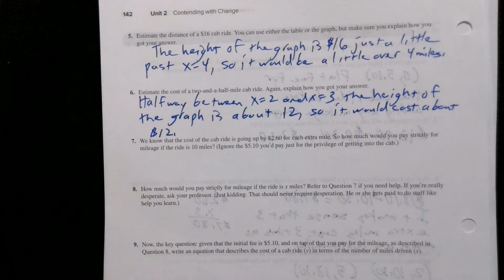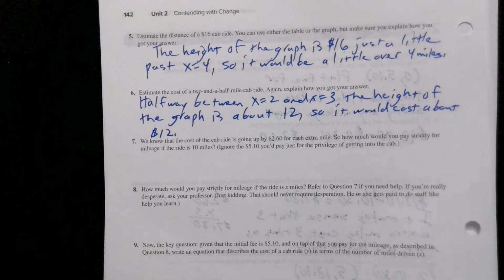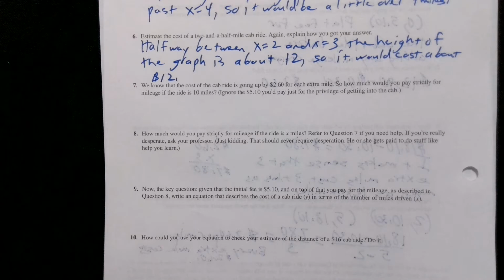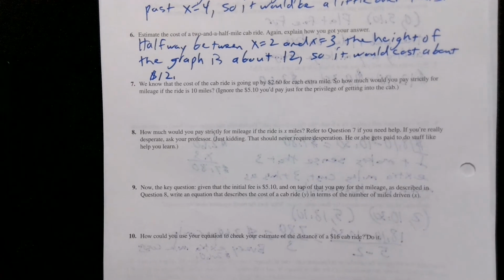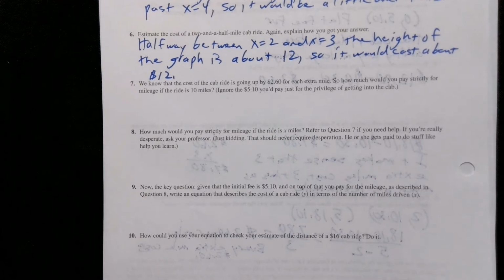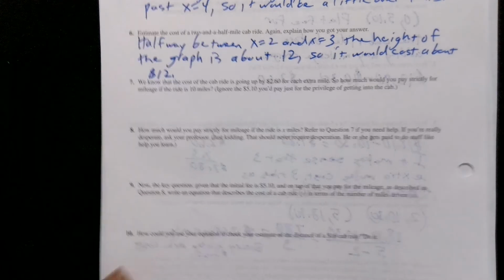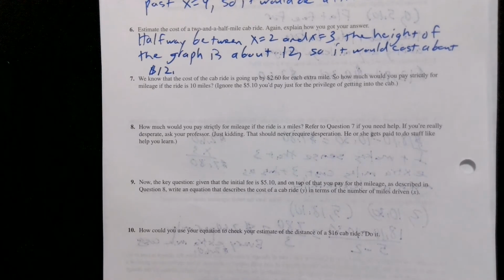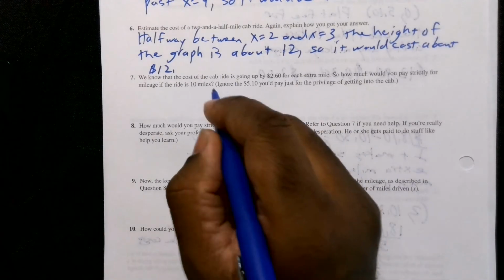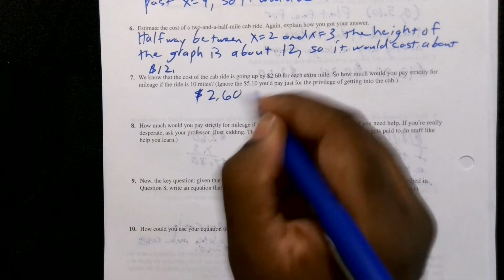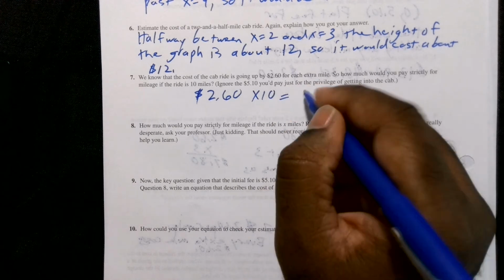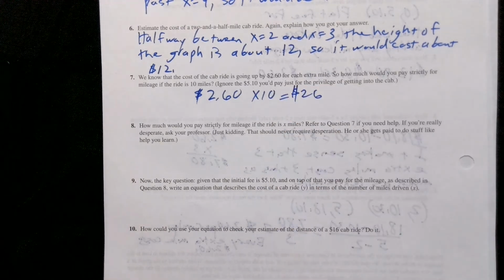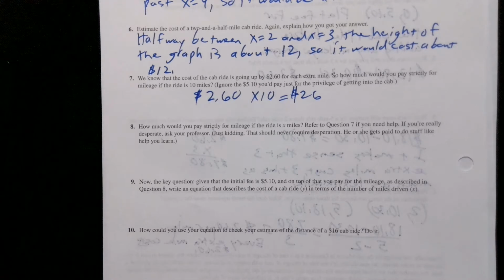Now, move on to problem number 7. We know that the cost of the cab ride is going up by $2.60 for each extra mile. So how much would you pay strictly for mileage if the ride is 10 miles? Ignore the $5.10 you pay just for the privilege of getting into the cab. So basically, you would take the $2.60 and multiply it by 10. So that would be $26 because they told us to disregard the initial fee of just getting in the cab.